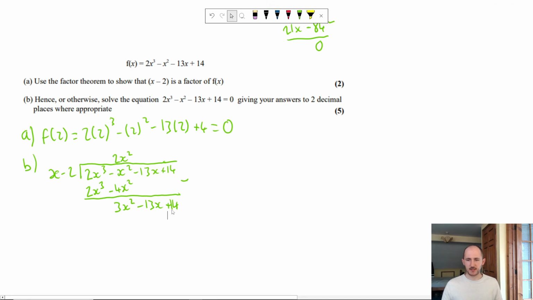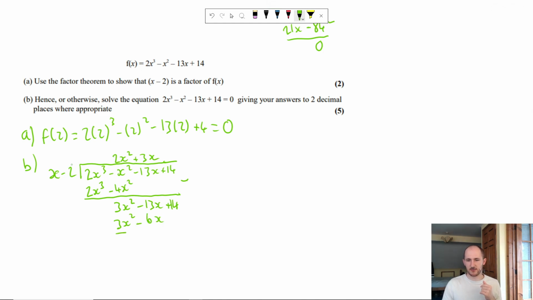Again, these last 2 terms don't have anything underneath them, so we just drop them straight down. That's why keeping everything neat and orderly is quite important. I know I'm not the neatest person, but I'm trying. 3x squared divided by x gives me plus 3x. Then we have 3x times x, which gives us 3x squared. Then we have 3x times minus 2, which is minus 6x.